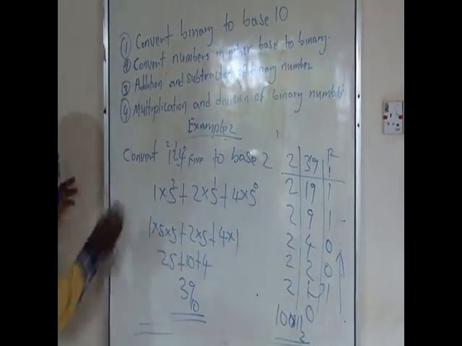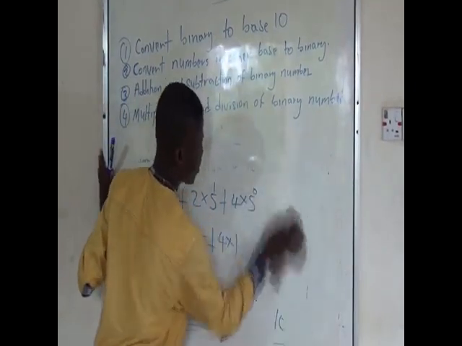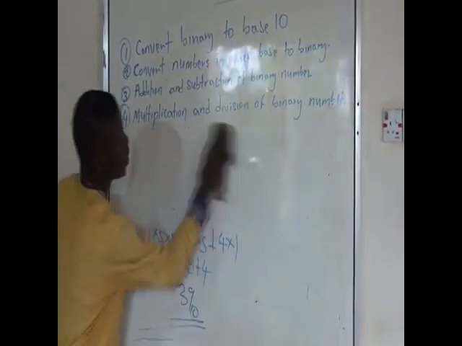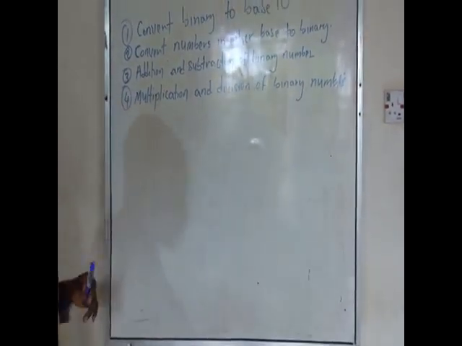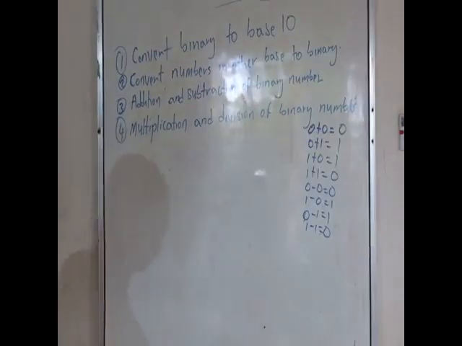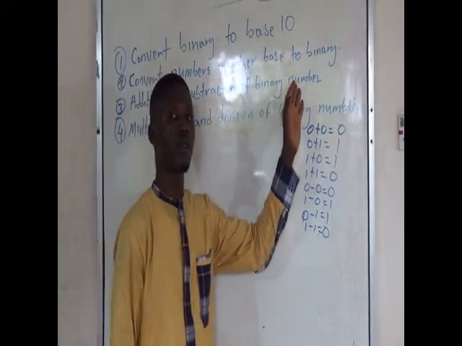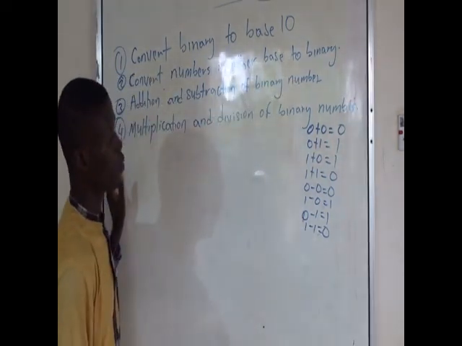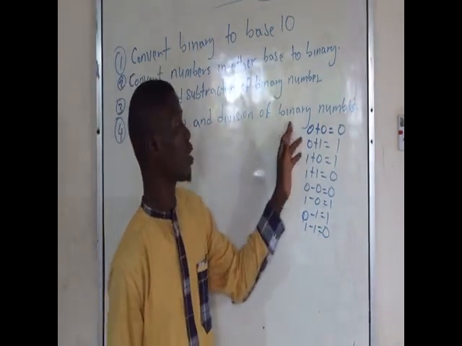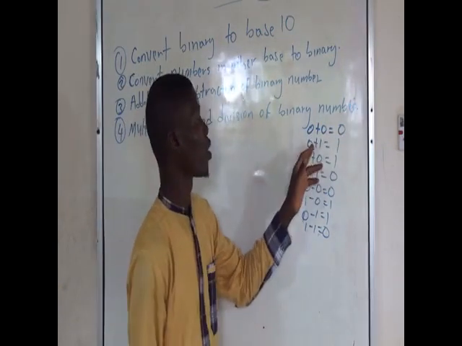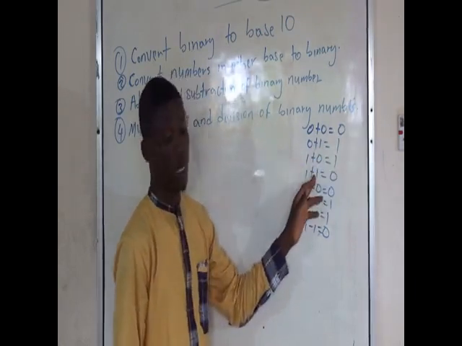Addition and subtraction of binary numbers. Here we have a serious issue. Although it's simple, there are some certain laws you need to know while solving addition and subtraction of binary numbers. Before you solve addition and subtraction of binary numbers, you have to know these rules or laws. 0 plus 0 is what? 0. 0 plus 1 is 1. 1 plus 0 is 1. 1 plus 1 is 0.